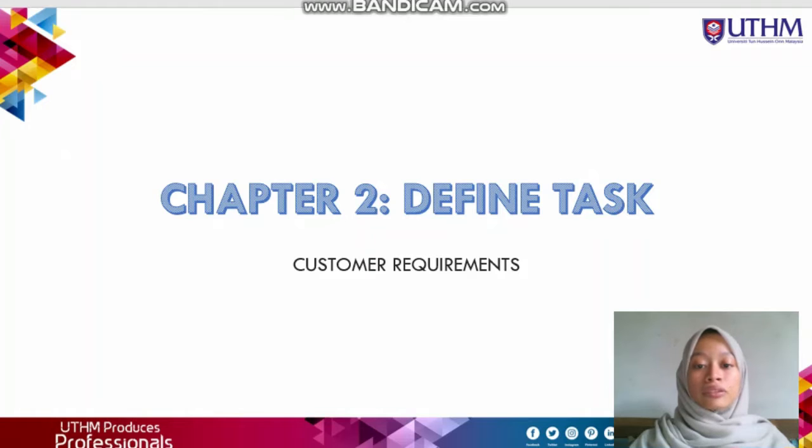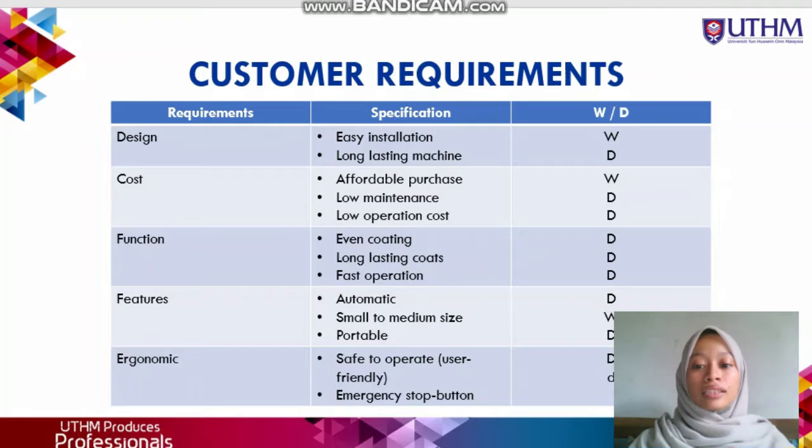Okay, chapter 2 is define task, the customer requirements. As you can see in the customer requirements, the requirements for the machine are as below in the table. W indicates wish, and D indicates demand.